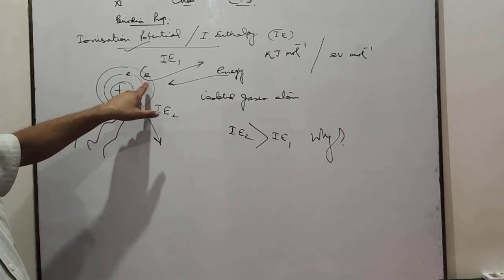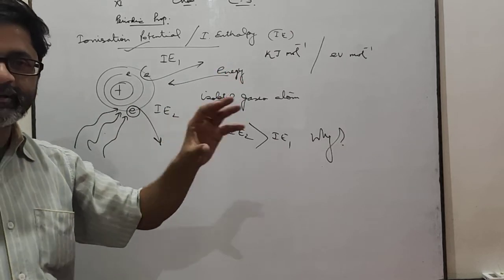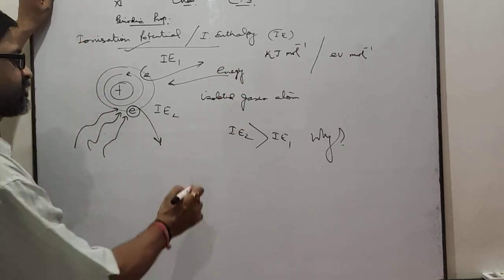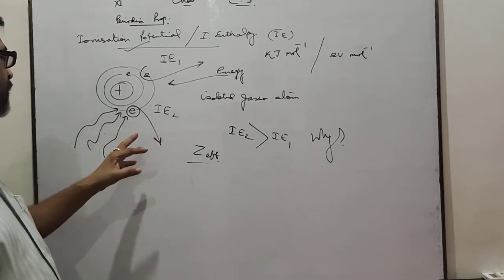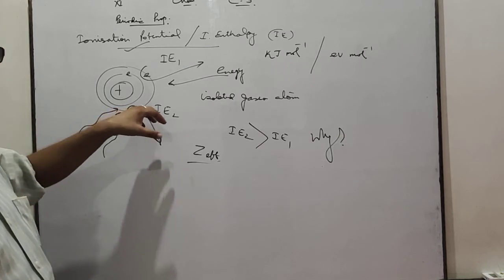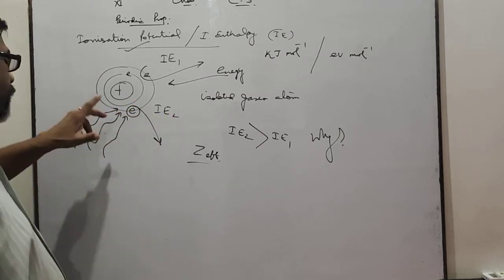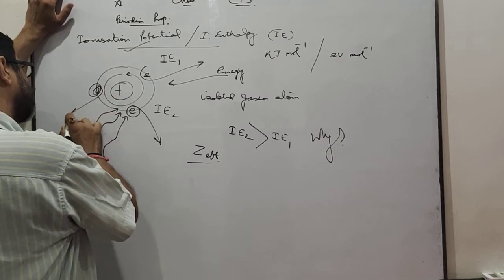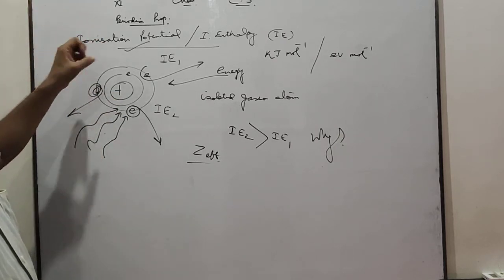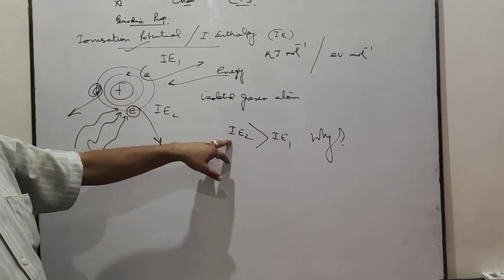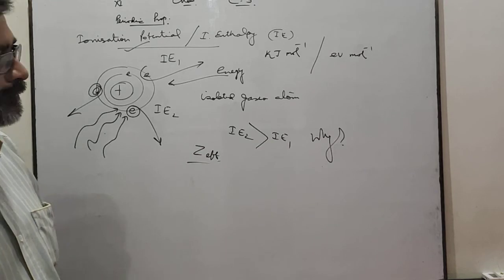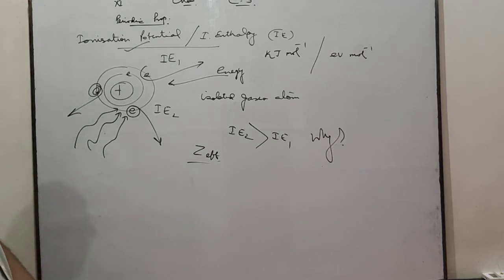This is because when an electron is lost by an atom, the effective nuclear charge increases. The effective nuclear charge increases, which requires more energy to remove the second electron. And so on. If you want to remove the third electron, then more energy. Means IE3 is much greater than IE2, which is much greater than IE1. In this way, energy is required to remove electrons.